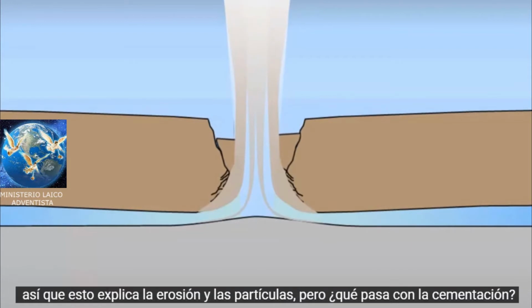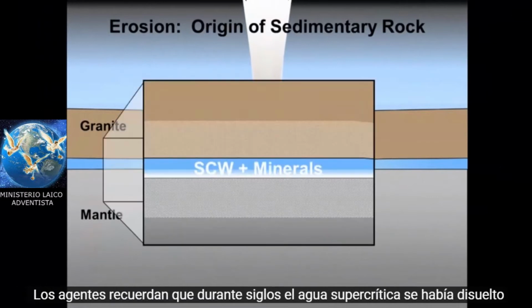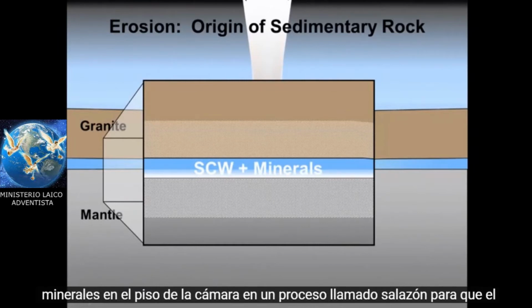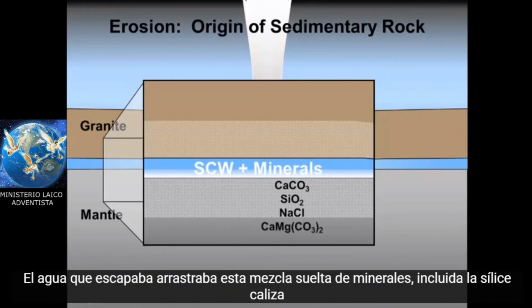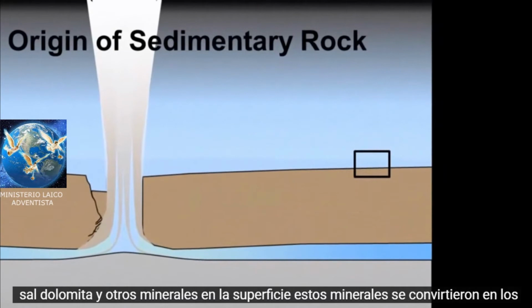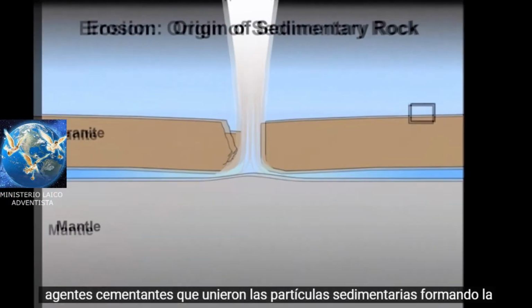So this accounts for the erosion and particles, but what about the cementing agents? Remember that for centuries, the supercritical water had dissolved minerals from the walls of the chamber, precipitating a mushy blanket of minerals onto the chamber floor in a process called outsalting. So the escaping water swept up this loose mix of minerals, including limestone, silica, salt, dolomite, and other ores. At the surface, these minerals became the cementing agents that locked sedimentary particles together, forming the sedimentary rocks we know today.